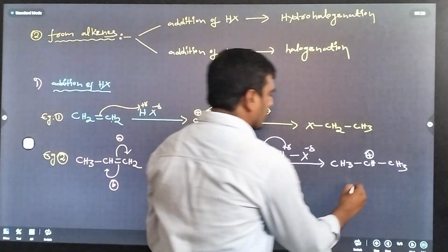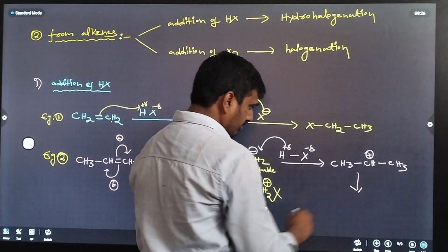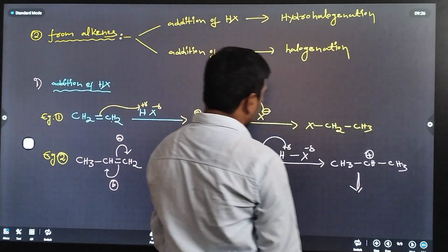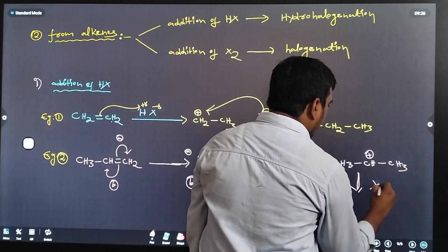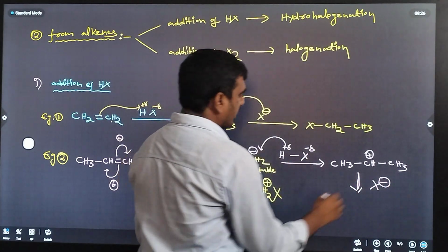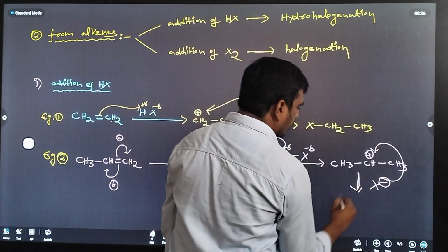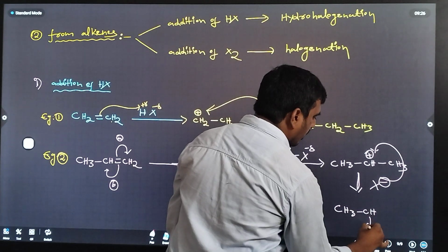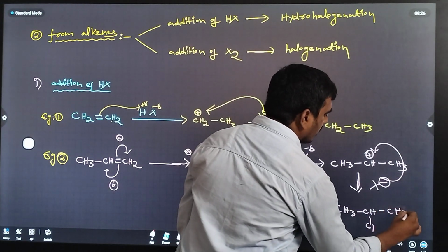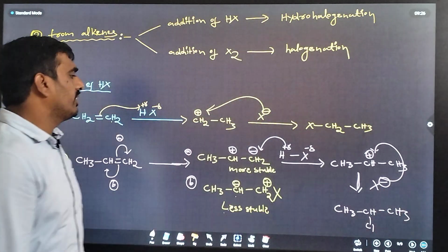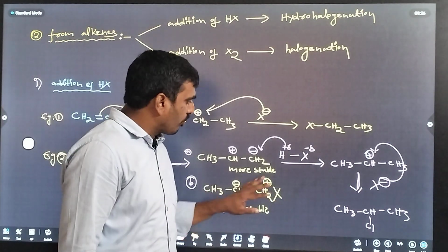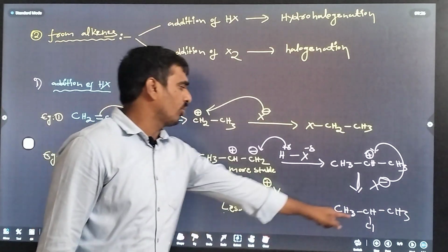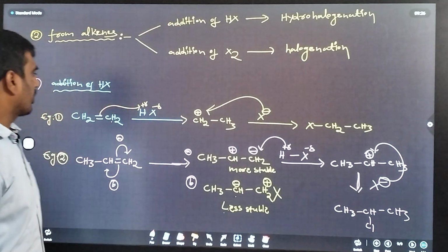Secondary carbocation is more stable than primary. X minus is the nucleophile. This X minus attacks here, so we get 2-chloropropane. This is the major product. So 1-chloropropane is not the major product; 2-chloropropane is the major product.